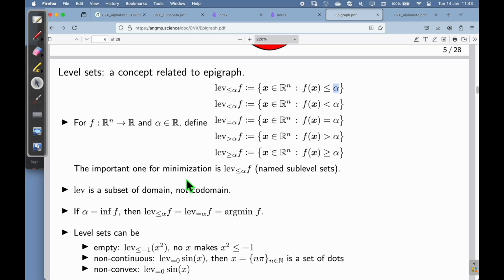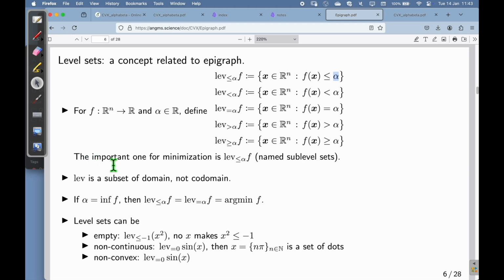So the level set is a subset of the domain. So it's a subset of Rn. If we talk about Rn, it's not on the codomain. We are not talking about R. We are talking about the X. And the important one for minimization is this sub-level set, because we talk about below the alpha. Then what about the larger than alpha set, or hypo-level set? If alpha is the largest lower bound, then the sub-level set is argmin. This is how we define the minimizer of f.